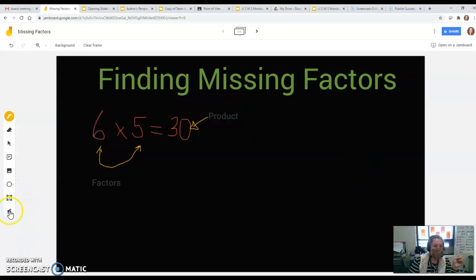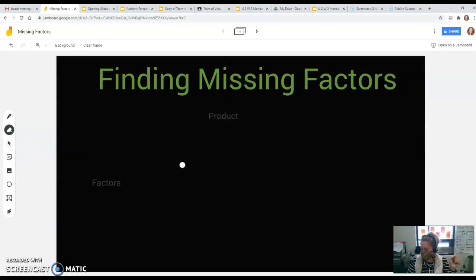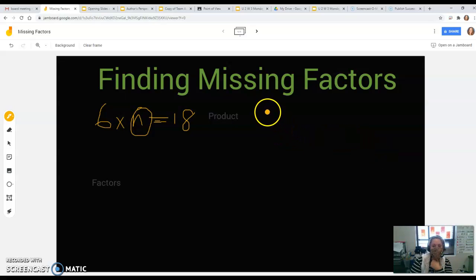So for today's lesson, though, we are only going to know one of our factors, and so we're going to have to try to figure out what the other factor is. So let's say our problem is 6 times n equals 18. We need to know what is this missing factor right here. So we need to know 6 times what will get us 18.